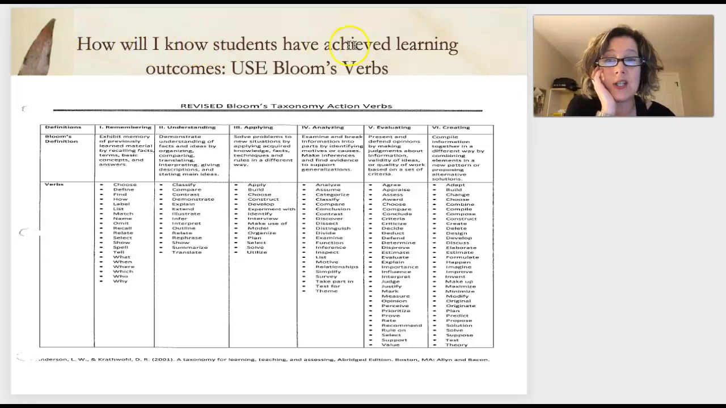How will I know students have achieved learning outcomes? Use a Bloom's verb in this section. If you use a Bloom's verb, it will work. If you do not, it usually doesn't work.